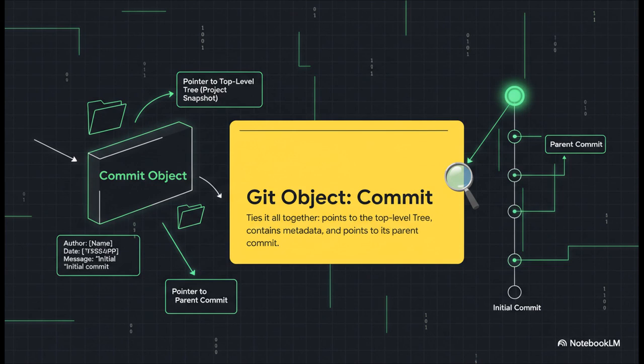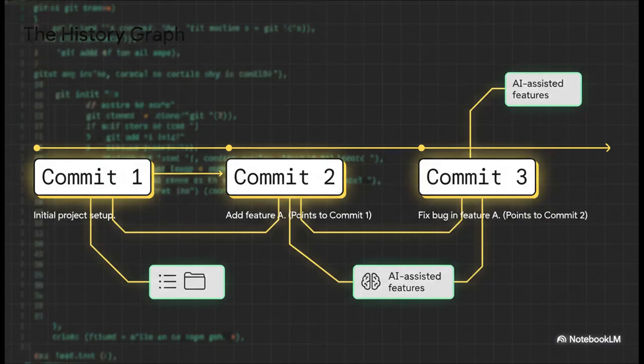And finally, we have the king of all objects, the commit. The commit is what ties everything together into a single historical save point. It contains three key things: a pointer to the main tree that represents the entire project snapshot, all the metadata, the author, the date, and that all-important commit message, and crucially, a pointer to its parent commit, the one that came directly before it.